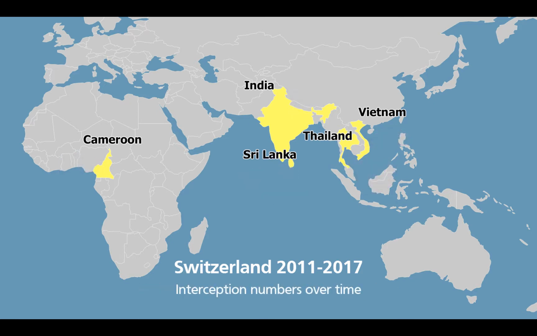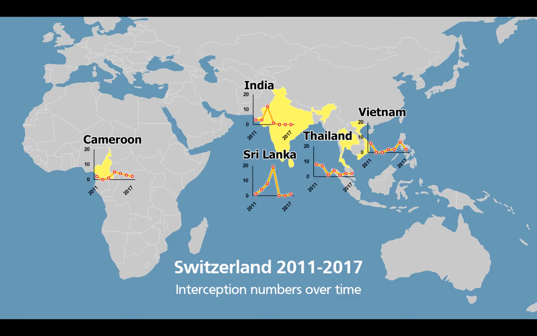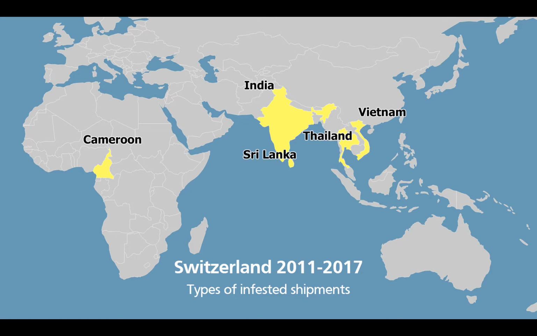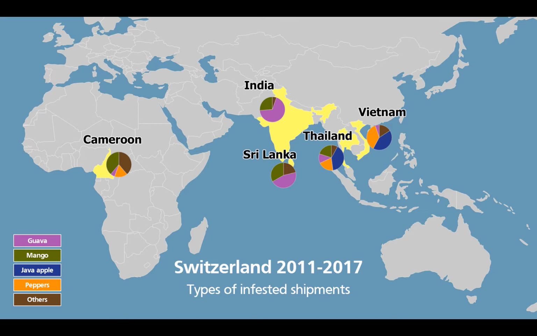Time series plots show that there is substantial variation in the number of interceptions between the different years. Such fluctuations can be caused by a variety of different factors, such as changes in market demand and supply, pest management efforts by the exporters, as well as new trade policies and regulations. If we take a closer look at the types of infested shipments, we can observe that guava and mango fruits, as well as Java apples and peppers, represent import products which are frequently associated with fruit fly pests.